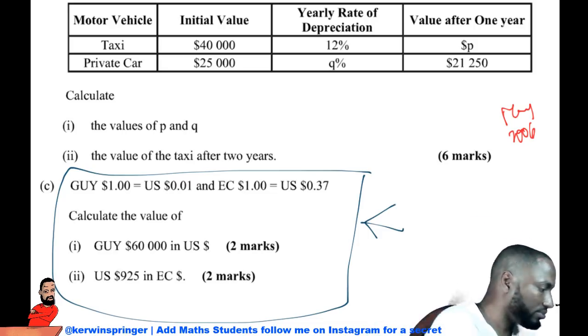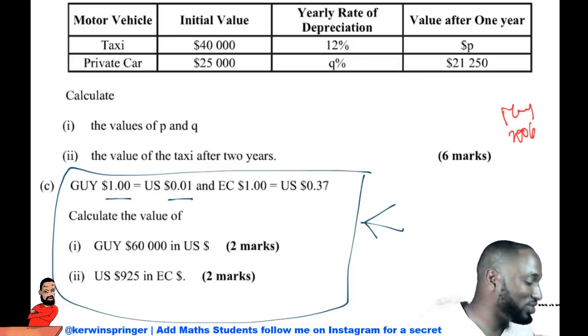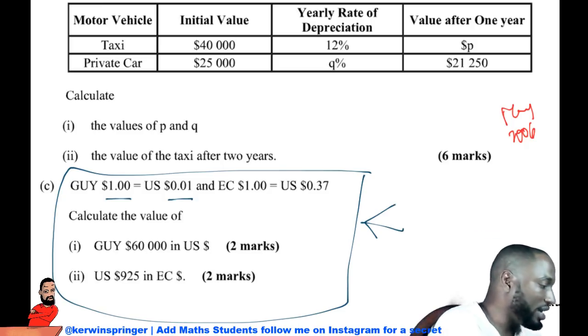$600. Oh my gosh, what are Guyanese doing with the dollars, boy? So $1 Guyanese is 0.01 US. I'd be walking with a big pile of cash, or let me say $1,000 and $100,000 bills. Anyhow, calculate the value of $60,000 in US.